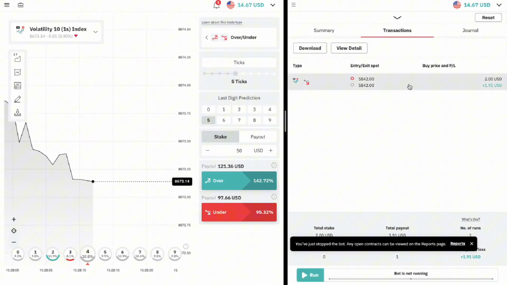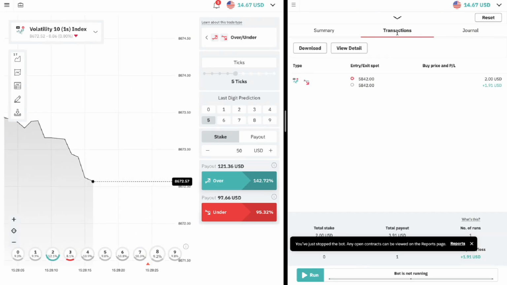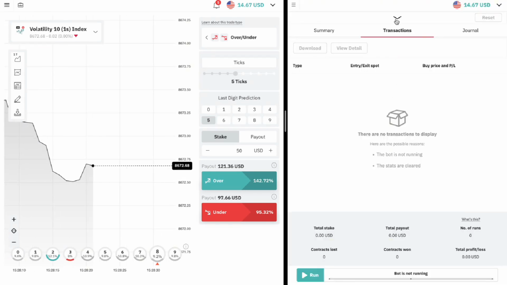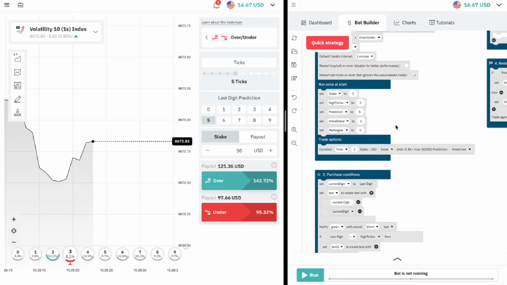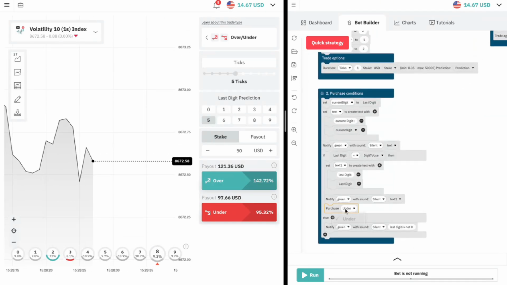Let me stop this. So yeah, it went to under. We would have lost that with our previous conditions. So let me reset. This is why I always say always make sure your bot settings are correct. So here, this is what I was supposed to change.